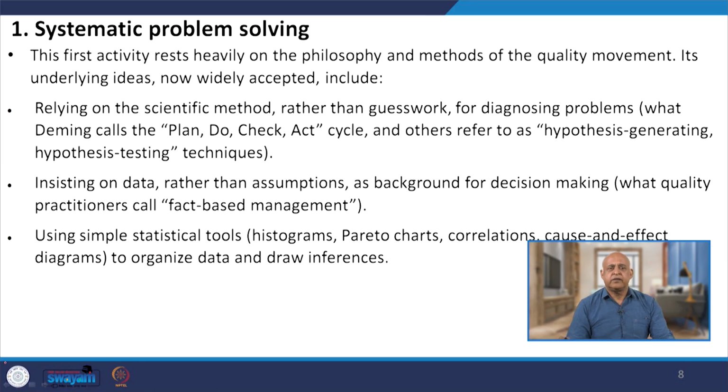Now, let us take one by one how these processes are followed. Systematic problem solving is the first activity, which rests heavily on the philosophy and methods of quality improvement, whose underlying ideas are now widely accepted. So, it relies on the scientific method rather than guesswork for diagnosing problems, what Deming calls the plan, do, check, act, PDCA cycle, and others refer to as hypothesis generation and hypothesis testing techniques.